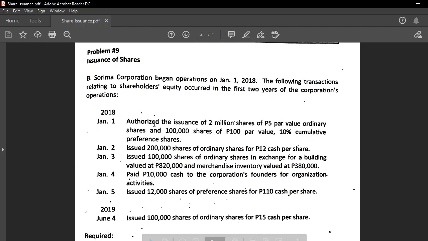Okay, journal entries. First, January 1, authorize the issuance of 2 million shares and 100 shares of preference shares. Now, this transaction is actually a non-recordable event under the memorandum entry method. A recap, journal entry method, nagre-record tayo ng debit, unissued authorized shares, credit authorized ordinary shares. But under the memorandum entry method, wala tayong ginagawang entry. Instead, we just prepare a memorandum. Okay, and again, we are going to use memorandum entry for the rest of the discussion.